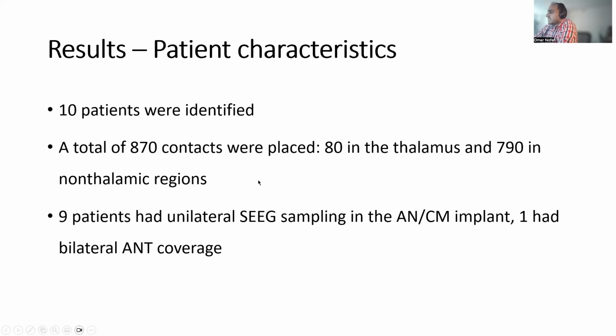So it was a small sample size. They identified 10 patients with thalamic electrodes, and these 10 patients had a total of 870 contacts, with around 80 contacts in the thalamus and the others in the non-thalamic regions. 9 patients had unilateral SEEG sampling in either the anterior nucleus or the centromedian thalamus, and only 1 patient had bilateral ANT coverage.